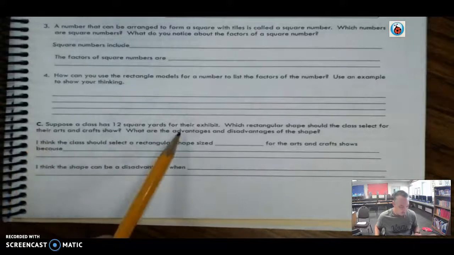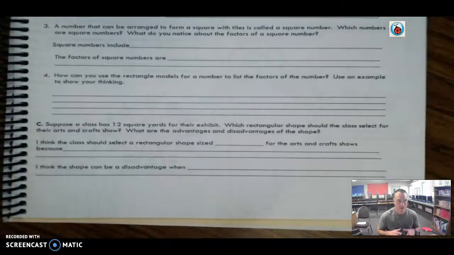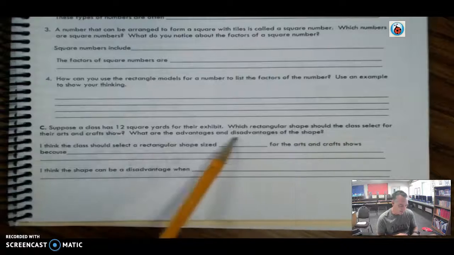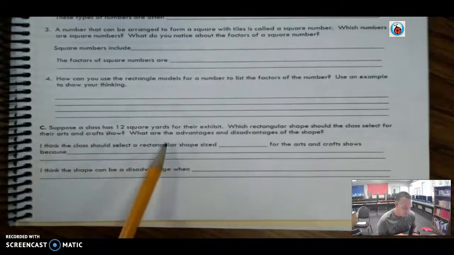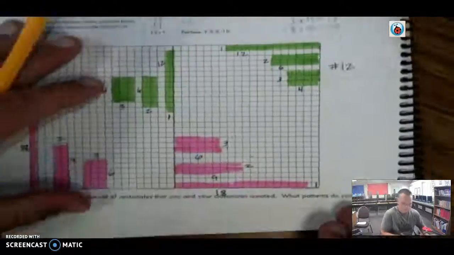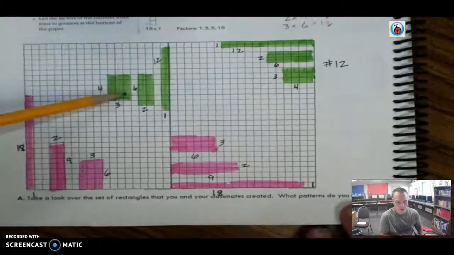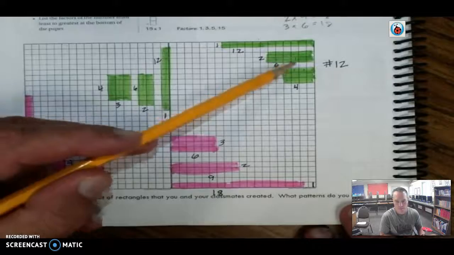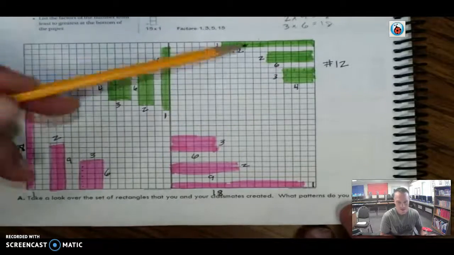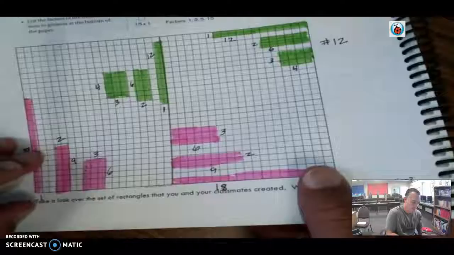Suppose a class has 12 square yards for their exhibit. So they're having an exhibit like at a fair, and they have to decide what shape they want to build their exhibit in. And you're using the number 12. Which rectangular shape would the class select for the arts and crafts show? What are the advantages and disadvantages of the shape? So this is you thinking about the number 12. Which shape do you think would be best for the exhibit? You can pick any one of these 3 shapes, or these 3, which are the same, but just a little bit different.